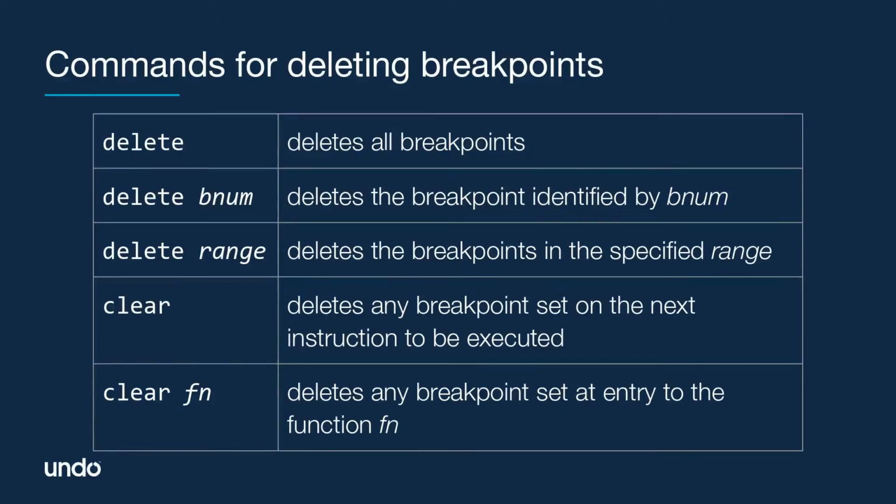There are multiple ways in which we can use these two commands. So for example, if we know the number of the breakpoint we want to delete, we're going to use delete followed by the breakpoint number. If we want to delete a range of breakpoints, such as breakpoints 3 to 5, we're going to use delete followed by that range. Instead, if we want to delete the breakpoint set on a function, without knowing its number, we will use clear followed by that function name. Finally, if there is a breakpoint set on the next instruction, we can remove it by simply using the clear command.